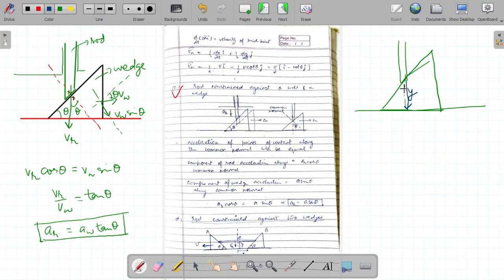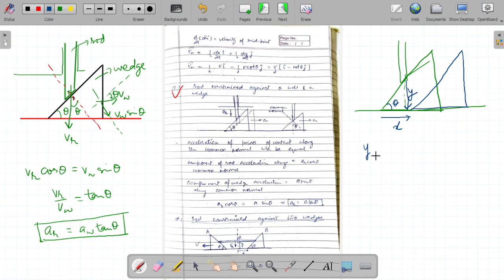Now as the rod has come down, through what distance would the wedge move? As the rod has come down by this y distance, the wedge would be displaced to the right by this particular distance, as we have drawn. As the rod is coming down, the wedge would start shifting to the right. And when it has completely come down, the wedge would have completely shifted to the right. So the wedge would have traveled this x distance, and this angle is theta.